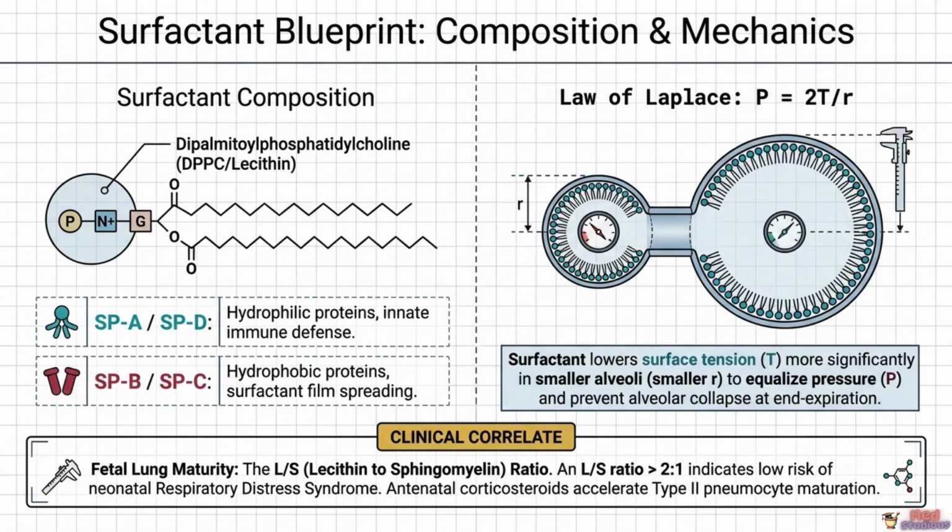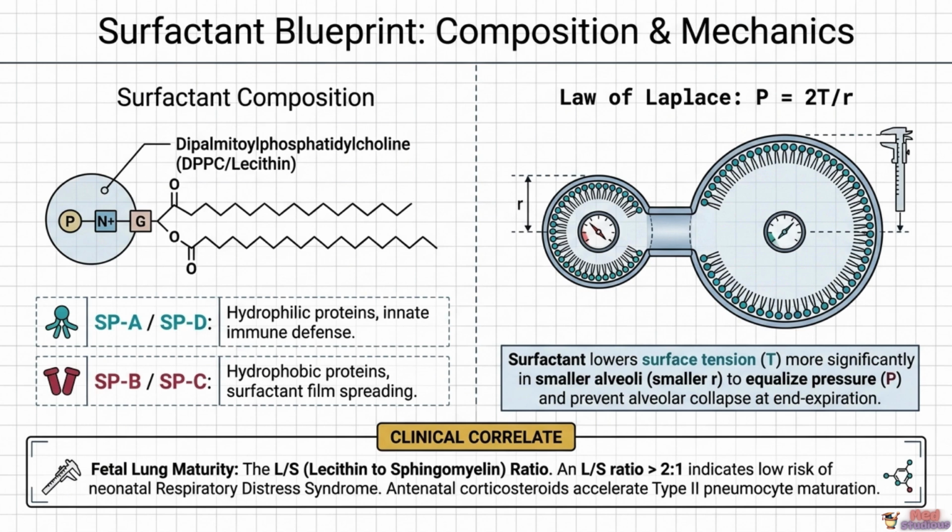Surfactant is the molecular key to preventing alveolar collapse, and understanding both its composition and its governing physical law is essential. The primary phospholipid component is dipalmitoyl phosphatidylcholine, also called lecithin, making up the bulk of surfactant's lipid content. 4 surfactant proteins complete the picture.